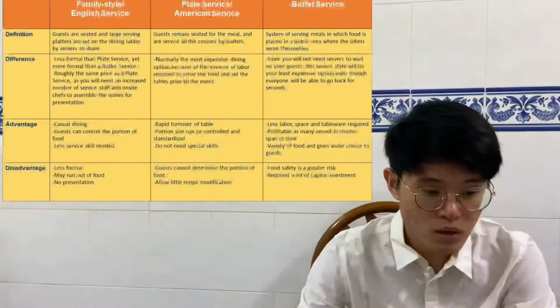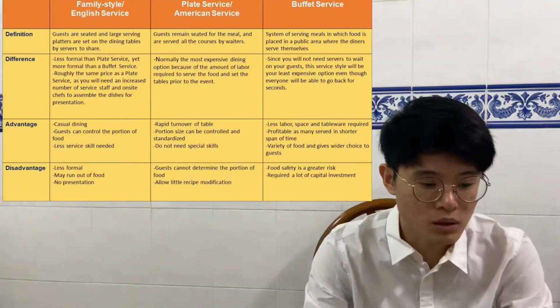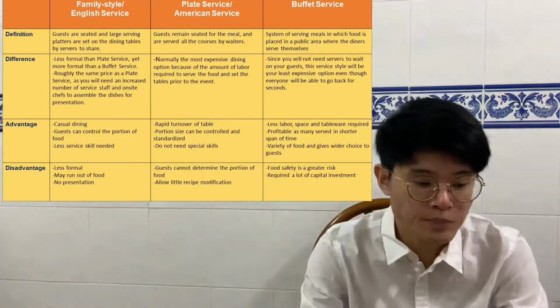So here is my presentation video about the category of service. There are 5 categories of service, which are the family style service, plate service, buffet service, table side service, and platter service. Now I will discuss the difference between the family style, plate service, and buffet service.